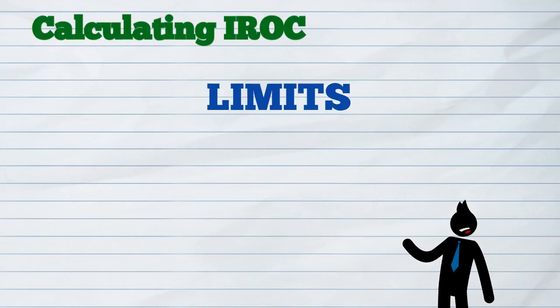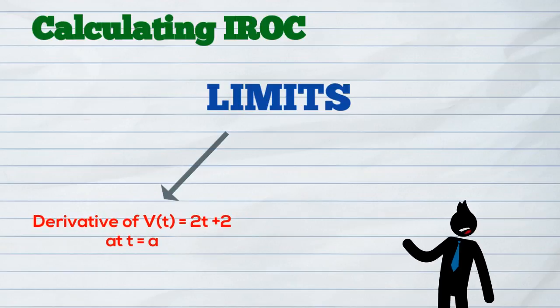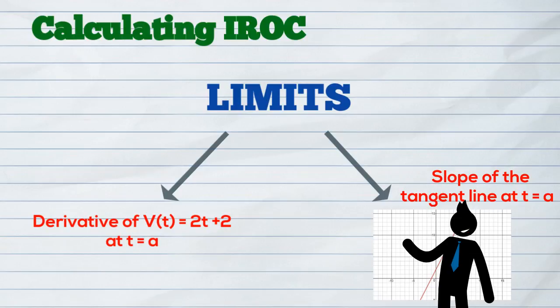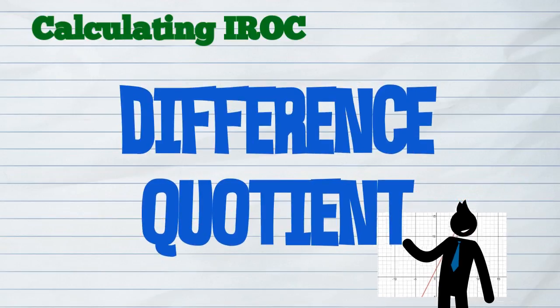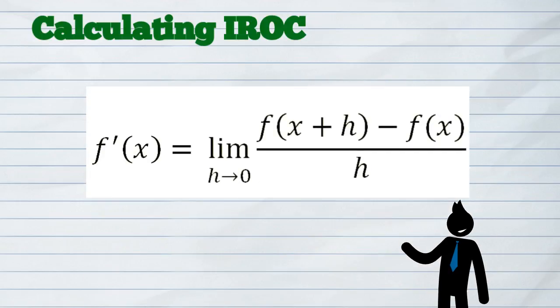This is where the concept of limits comes into play. In order to calculate instantaneous rate of change, we do so by taking the derivative of that particular point. In other words, we calculate the slope of the tangent line of the point with which we wish to find the rate of change for. In order to do this, we will use the difference quotient.